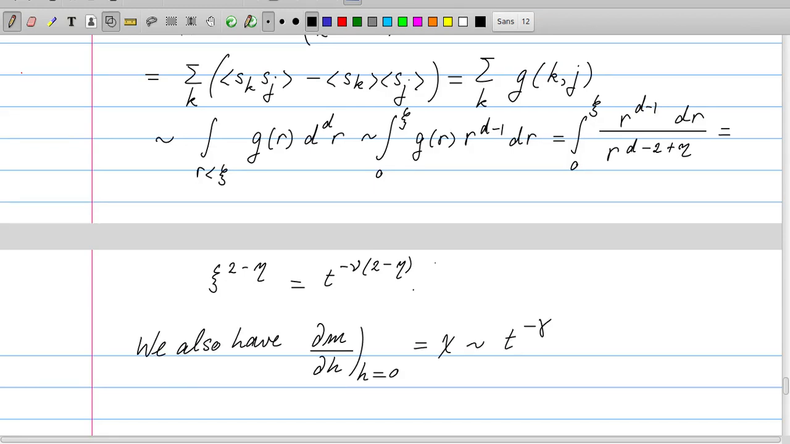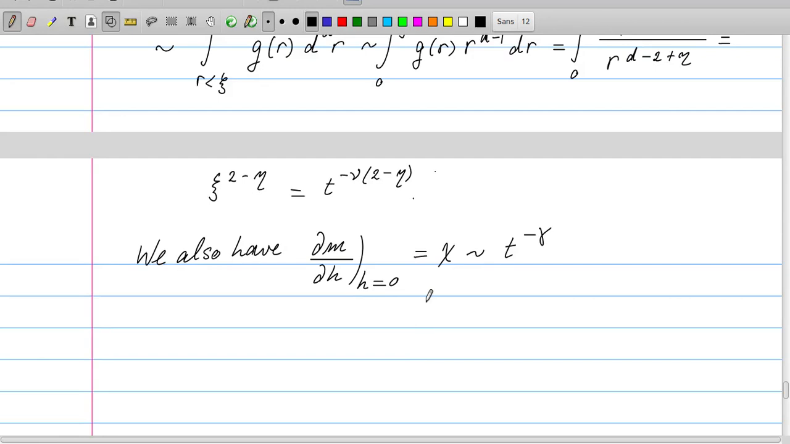Now we realize that what we have calculated, which was dm/dh at h is 0, is nothing but the magnetic susceptibility. And the magnetic susceptibility can be written in the form t to the power minus gamma. That was the definition of this critical exponent gamma. Combining that with this result, these two should be the same, so we find immediately that gamma is nu times 2 minus eta. And that's my last critical exponent relation, which is called a scaling relation.